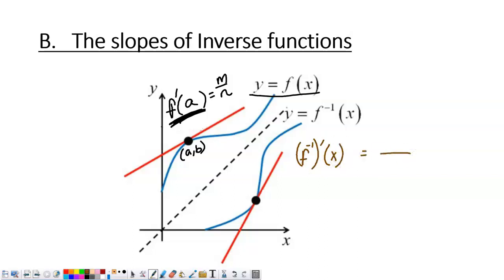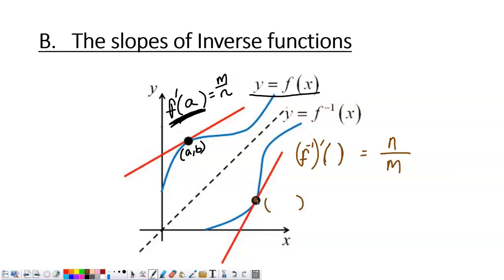What would his slope be? Well, it's the reciprocal, right? It would be n over m. But here's the other half of the story. Yes, they're reciprocals of each other. We've already established that. But here's the new part. When you're talking about instantaneous rates of change, they happen at a specific point. Okay? Now, what are the coordinates of this point down here?